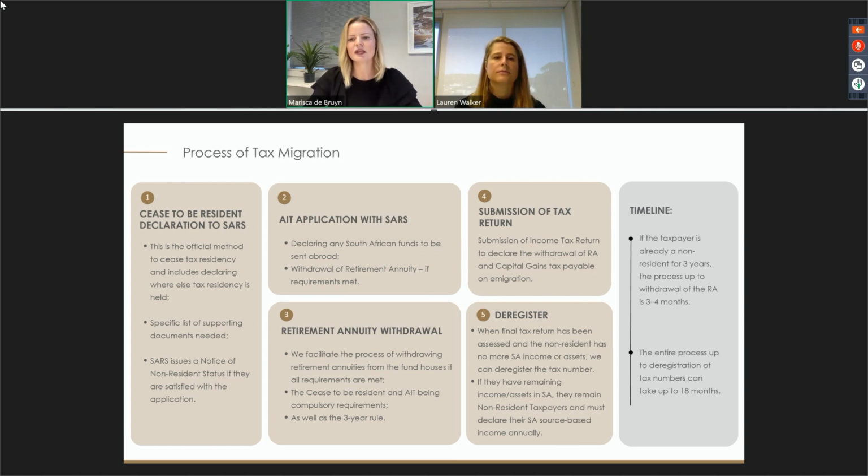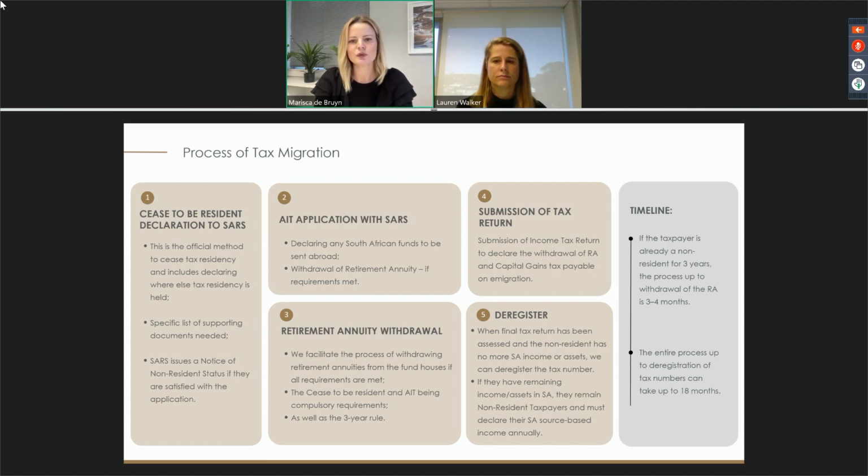So the timeline here is from step 1 to step 3. We're looking now at someone who's been out of the country already for 3 years and they are eligible to withdraw their retirement annuity. The process for them would take anything between 3 to 4 months to do the declaration, apply for the tax clearance, and get their retirement annuity withdrawal out and paid out. That's 3 to 4 months.